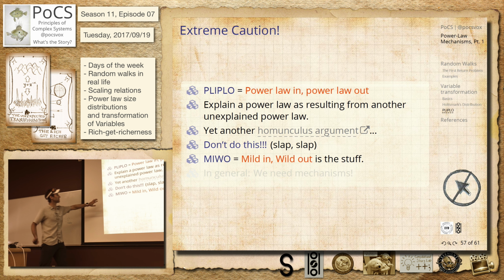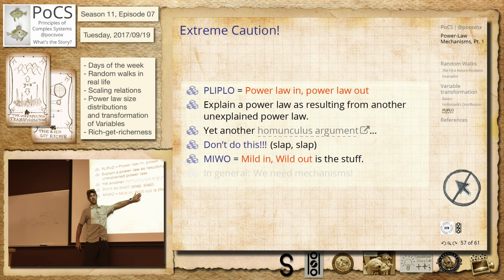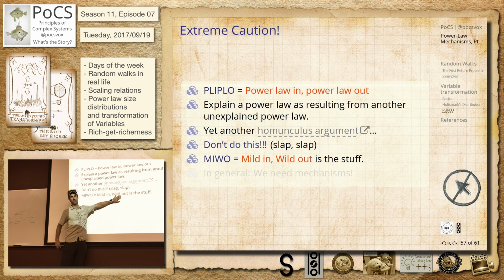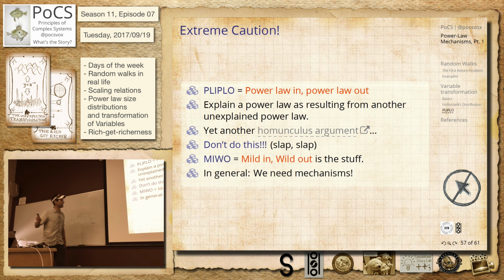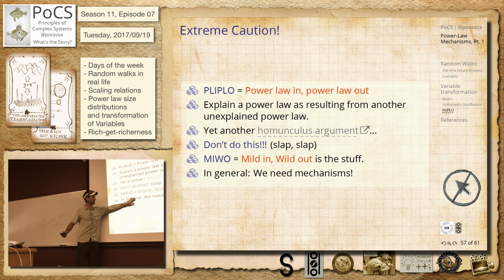We want MIWO, which is really nice. I'm just making these things up. Mild in, wild out, that's good, right? So if we have a nice little mechanism and we can see it, we can measure it, and we can explain it, that's going to be the next section. There's a big argument about this business that's been going on for about 70 years. And we want mechanisms, right?